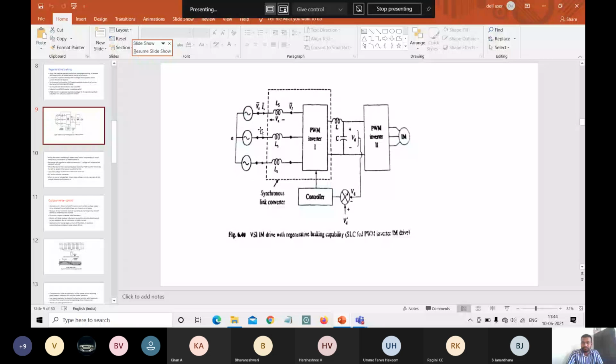This synchronous link converter acts like a boost converter. You people know what is meant by buck converter and boost converter. In the boost converter, what happens? It increases the lower level values into higher level values. That is meant by boost converter. So this SLC acts like a boost converter here. This is the point you people need to remember.